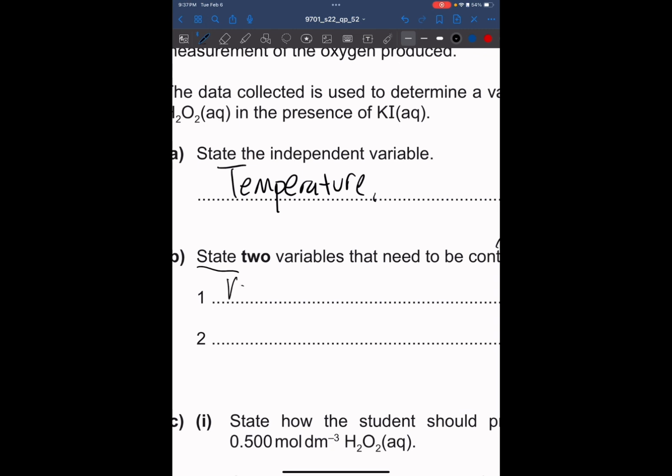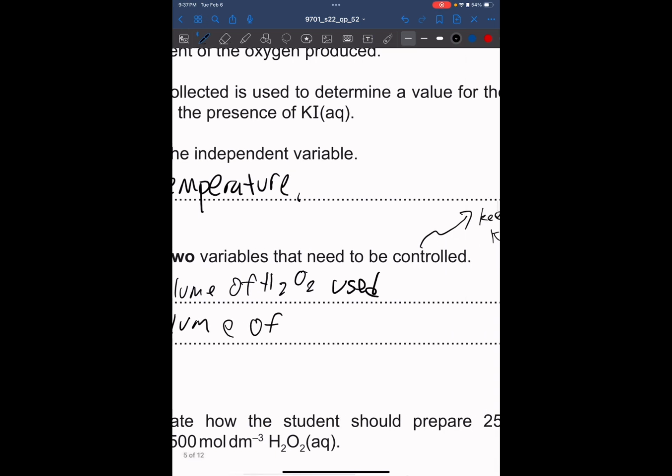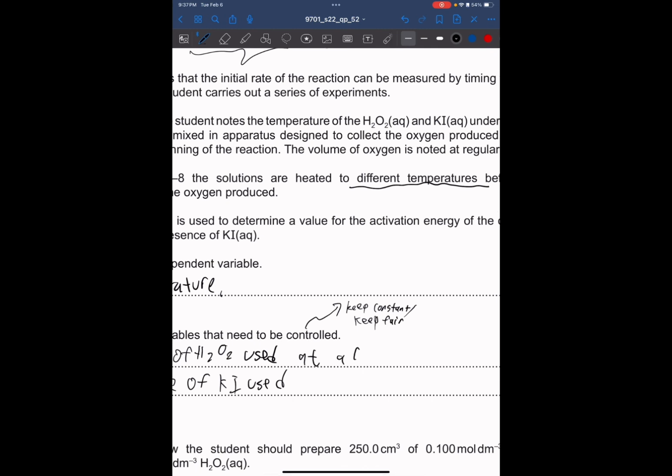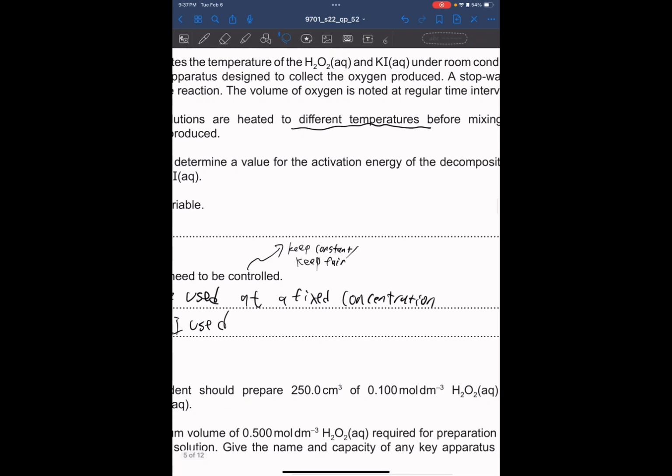So we can write that down. Volume of H2O2 used and volume of KI used. I would also just add, for safety, at a fixed temperature. Sorry, not a fixed temperature, at a fixed concentration. All right.